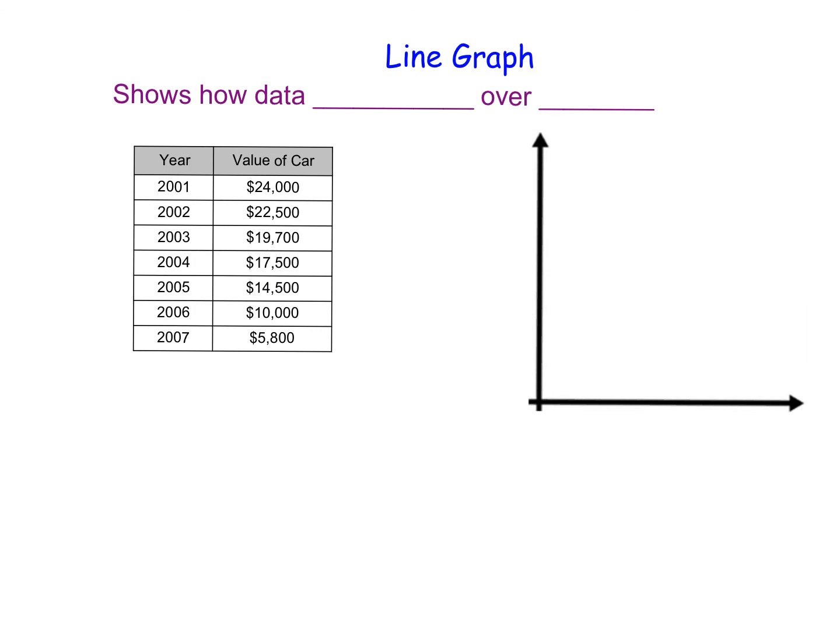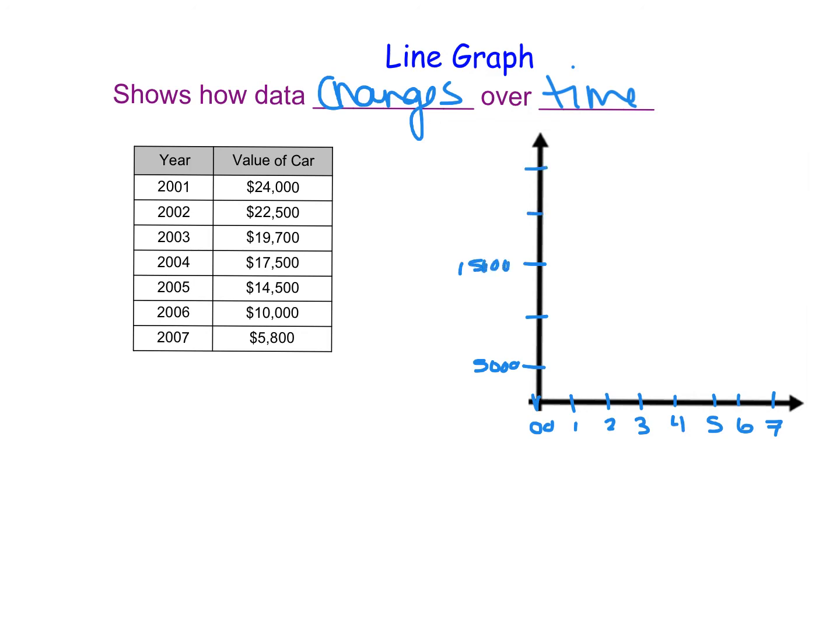And finally, we have our line graph, and a line graph shows how data changes over time. So here we start off similar to a scatter plot. We start off by plotting all of these points. So I'm going to start off by labeling the years. So say this is 2000, this is 2001, 2, 3, 4, 5, 6, and 7. And then we have our prices go up to 25,000-ish. So we're going to be at 5,000, 10,000, 15,000, 20,000, and then 25,000.